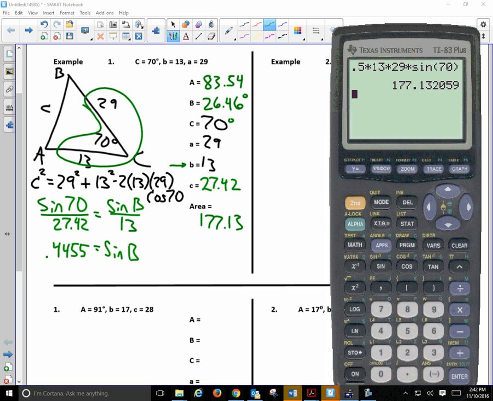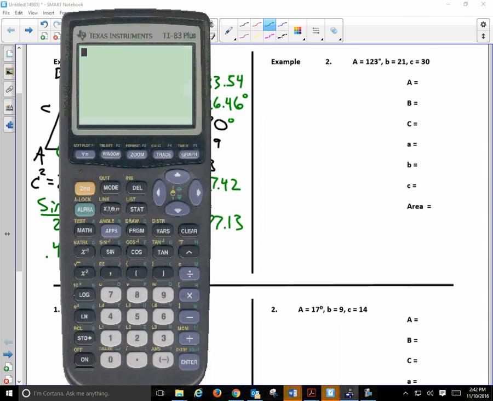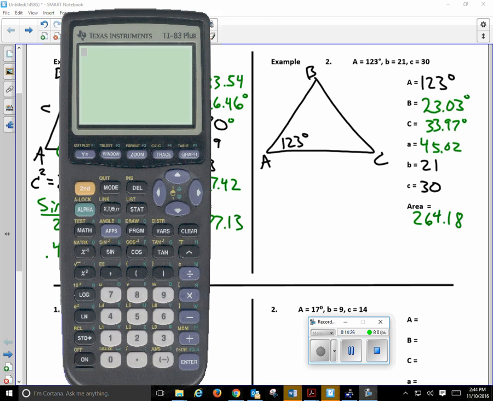Try the next one on your own. Try example 2. Go. Okay, for people watching the video, that's what you should come up with for an answer, so you can check it. Your assignment is to finish the rest of the worksheet. They'll all work out like this. You just have 6 problems, 2 on the front, 4 on the back. Make sure you're finding the area. And tomorrow we move to where we actually find angles as well.